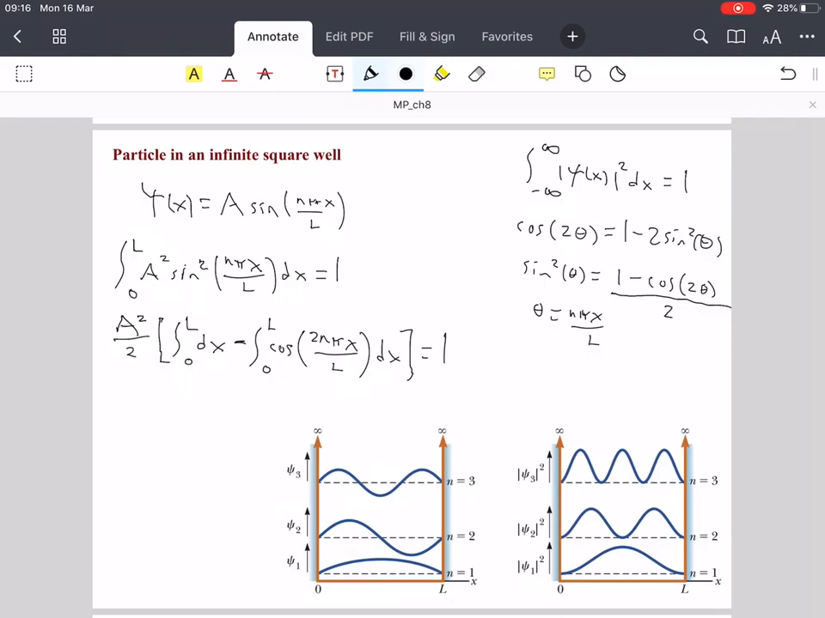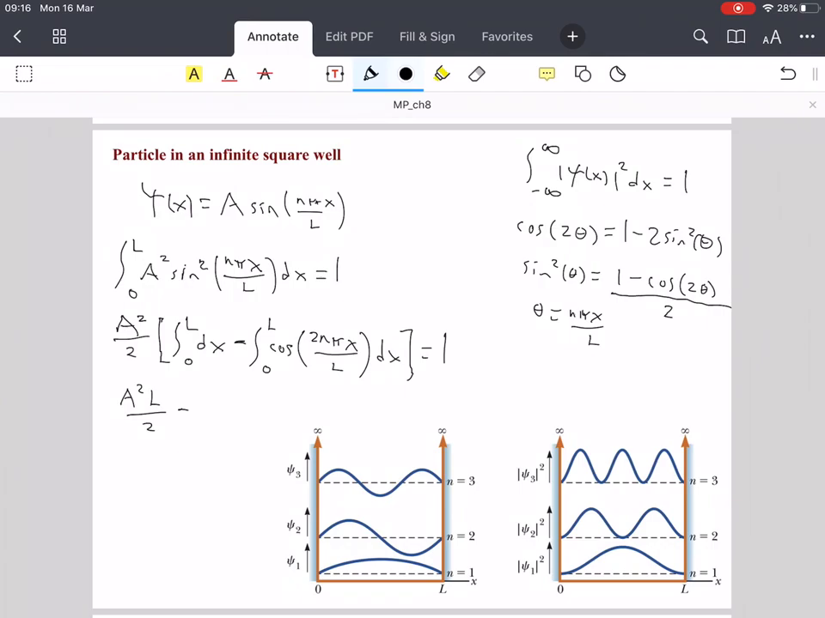All right, so now the integrals, well, that first one is pretty simple. That just gives you x, and then when you evaluate it, you get an L. So that first term is just A squared times L over 2.